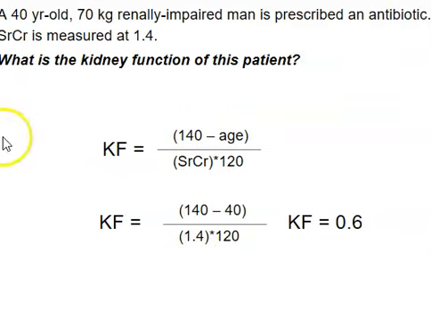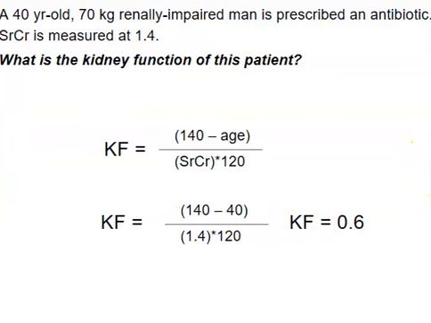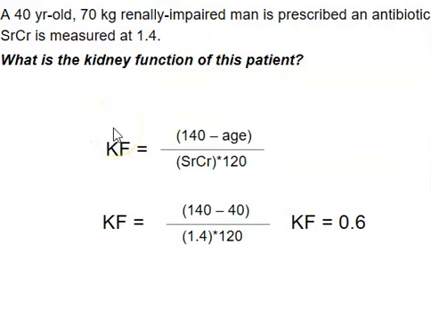So let's go through an example here. A 40-year-old, 70-kilogram renally impaired man is prescribed an antibiotic. His serum creatinine is measured at 1.4. What's the kidney function of this patient? So we can just plug and chug.